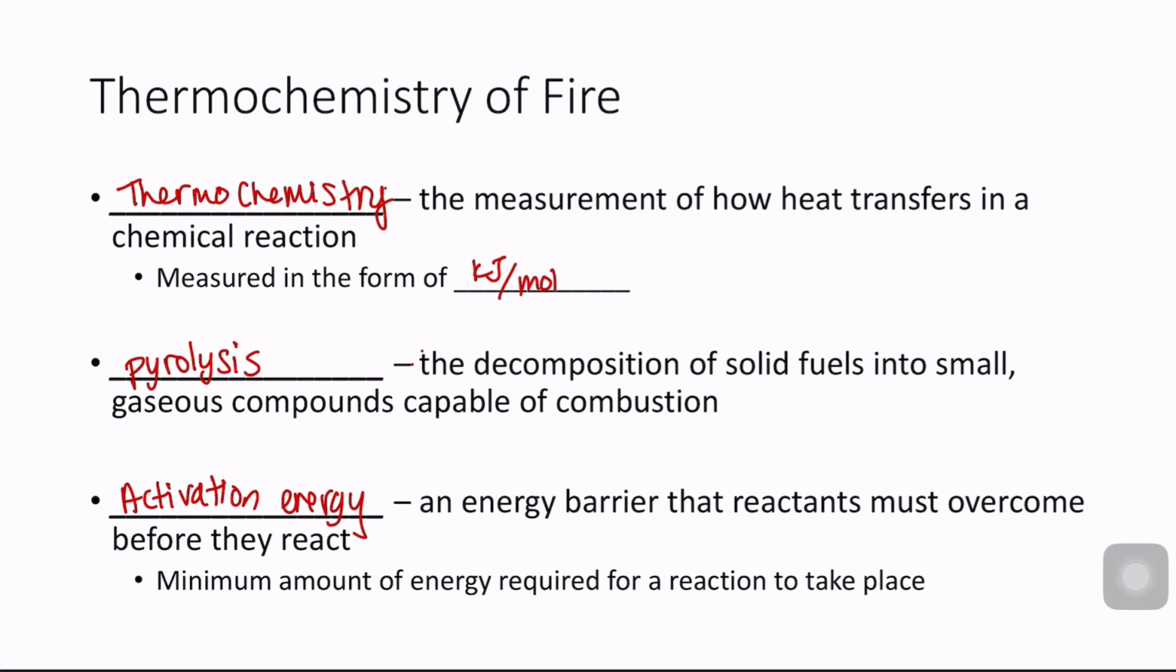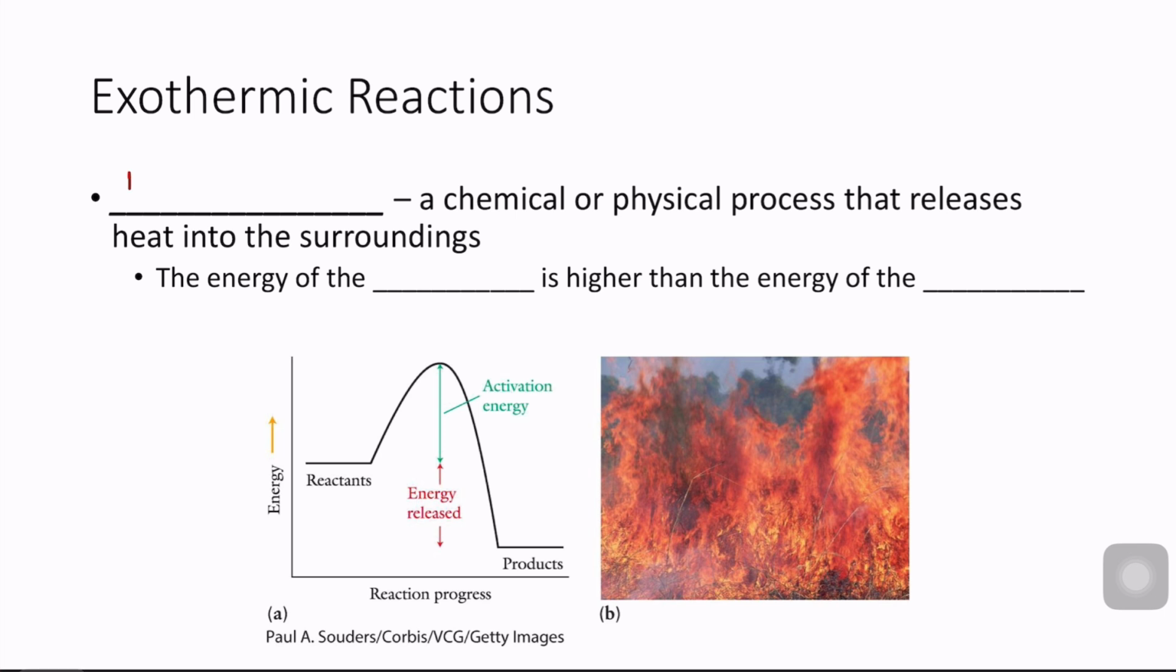So, when we're talking about how heat is transferred throughout a chemical reaction, we have two different terms to do this. The first is an exothermic reaction. And an exothermic reaction is where heat is released, or it is a product, and it releases into the surroundings. So, if this is the case, then the energy of the reactants is higher than the energy of the products.